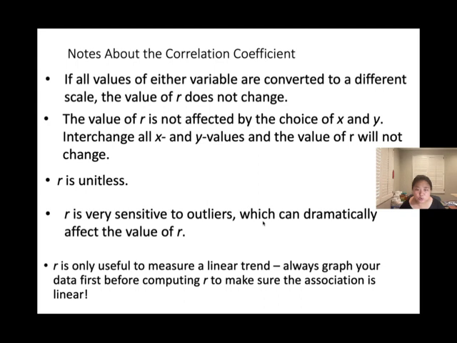R is only useful to measure a linear trend. Always graph your data first before computing R to make sure the association is linear. Okay, this is a really good point. And also, when we keep talking about the R, this measures the linear trend. Remember, we keep saying the linear correlation. Okay, you may find the R is really weak, and you could draw the conclusion there's no linear correlation, but it's better you look at the scatter plot. They may have some other pattern, they may have some other correlation, it's just not the linear one.